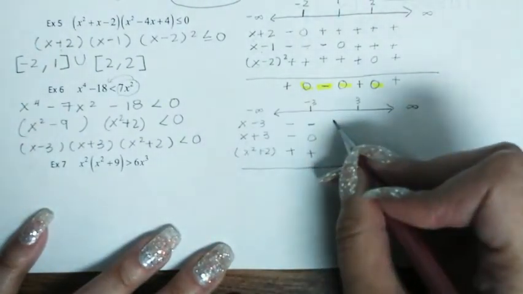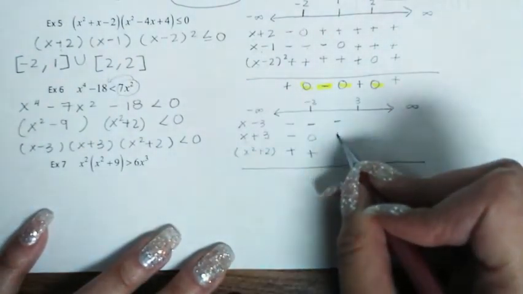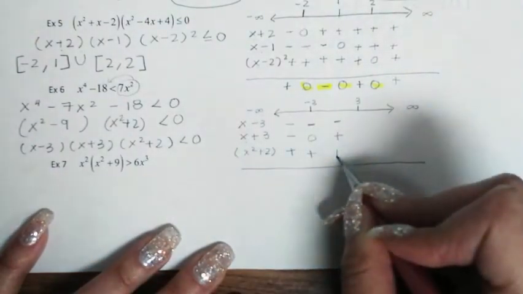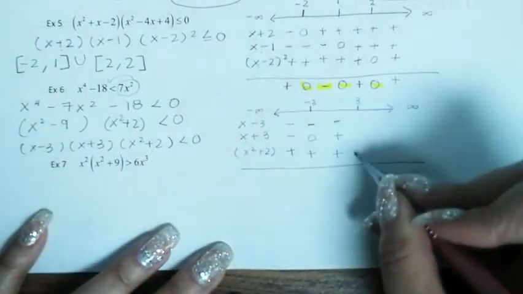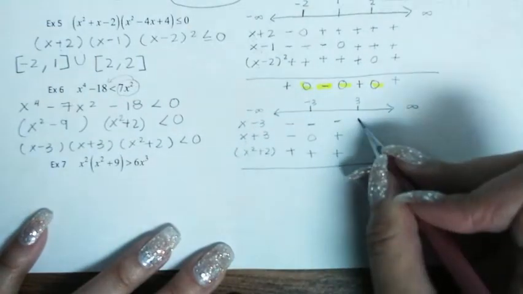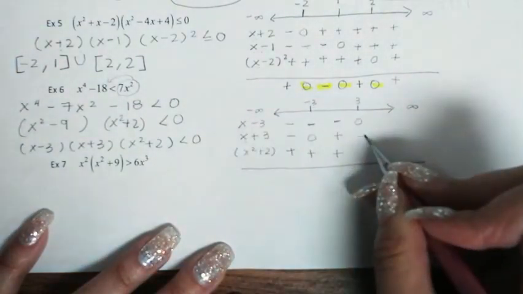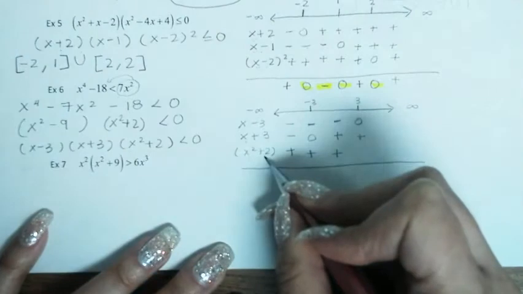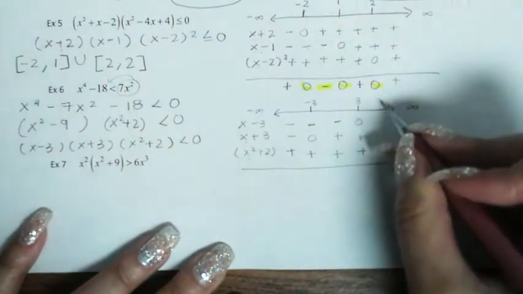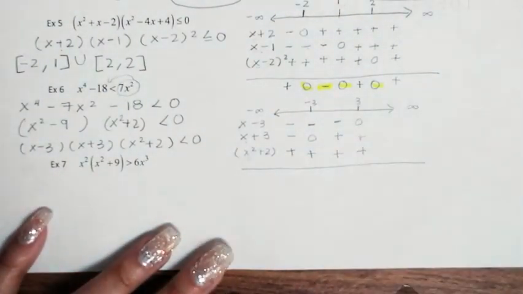Now if you plug any number in between negative 3 and 3, honestly I would plug 0. So for 0 you have that's negative. If you plug 0 here, this is positive. If you plug 0 here, it's positive. Then we put 3 here, it's going to be 0, 3 here is going to be positive, 3 here squared is going to be 9 plus 2, that's a positive. And then you select a number in between 3 and infinity.